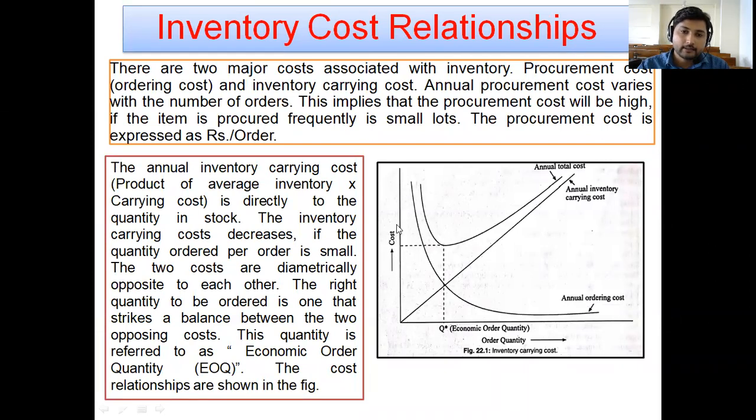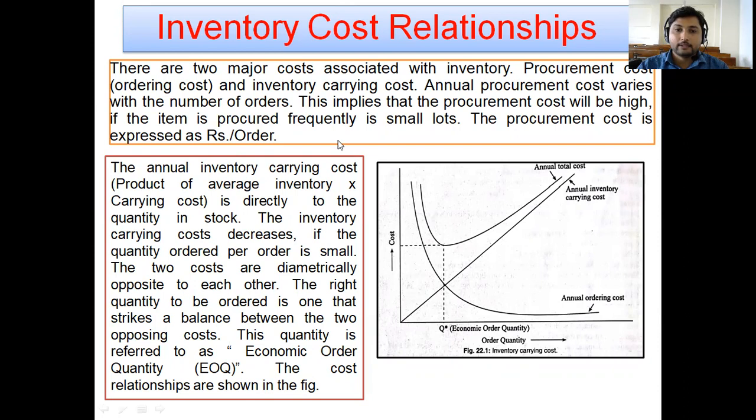Now on the y-axis you can consider the cost, and on the x-axis you can consider the order quantity. Now this curved line is representing the annual ordering cost. Now here you can see that initially at this point the order quantity is very small, so hence the annual ordering cost is very large.